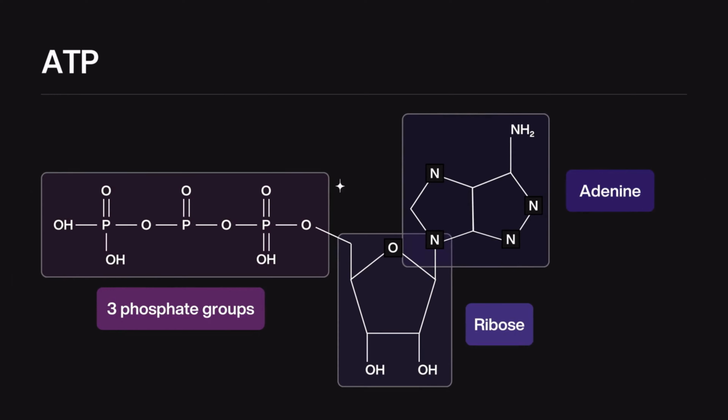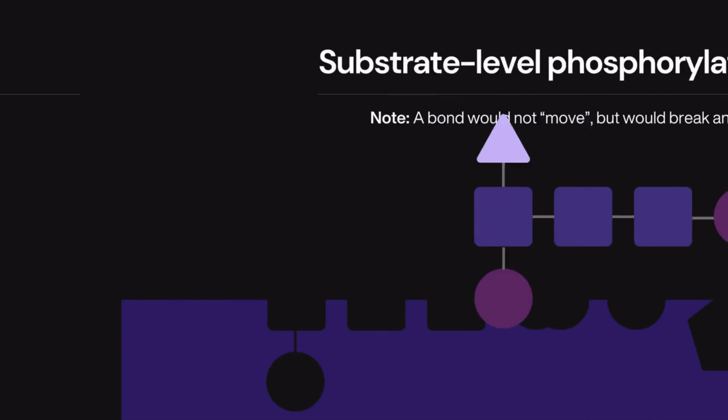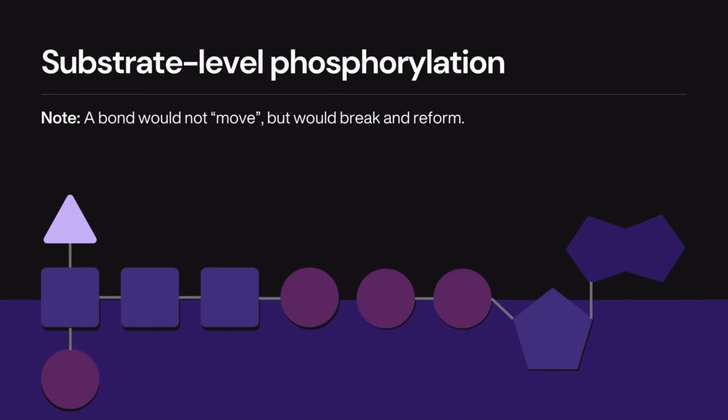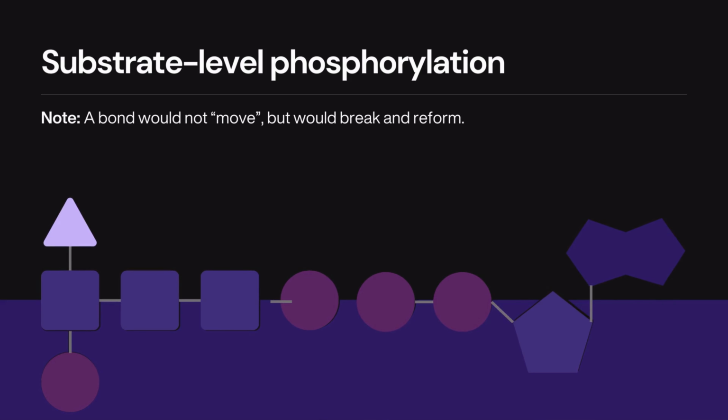Along this line, ATP is a nucleotide that serves as the primary energy carrier in cells. Its synthesis occurs through two mechanisms: substrate-level phosphorylation and oxidative phosphorylation. In substrate-level phosphorylation, a phosphate group is directly transferred from a high-energy substrate molecule to adenosine diphosphate, or ADP, forming ATP in the cytosol. However, it results in a small yield of ATP compared to oxidative phosphorylation.